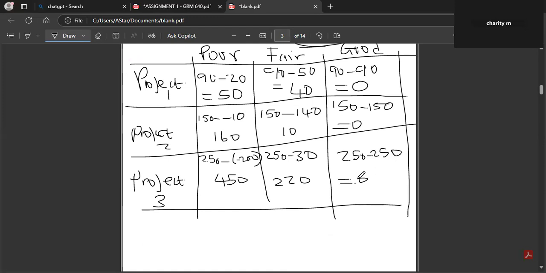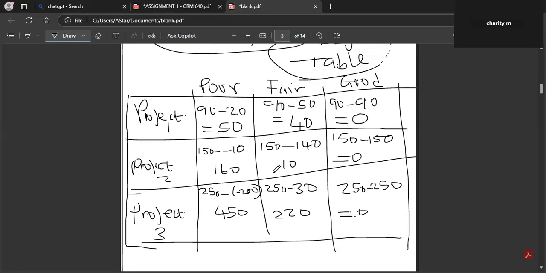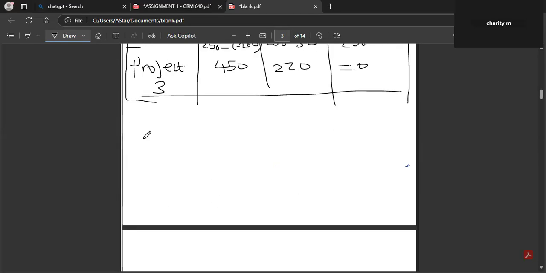So what we are simply saying is that in this given table, we need to choose the one which is the maximum. So here, as we come here, we are going to have project 1, project 2, project 3. Okay?